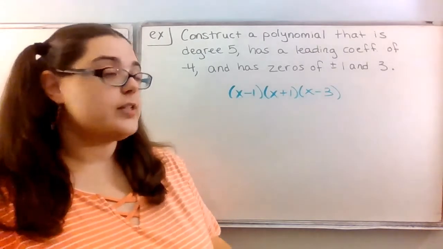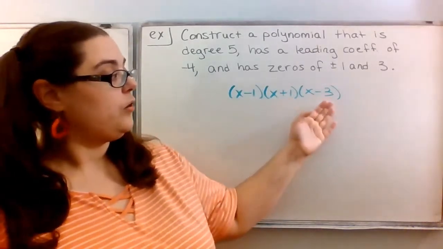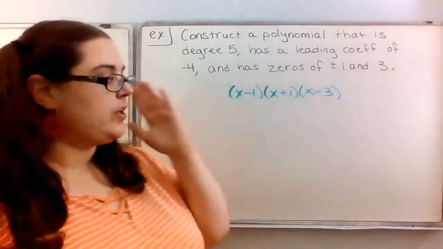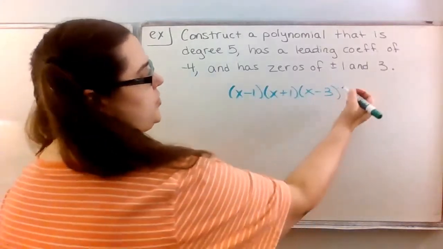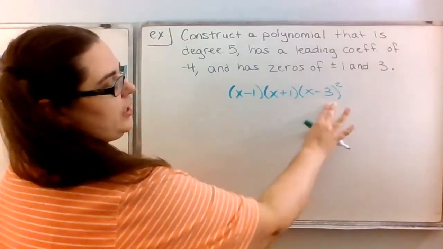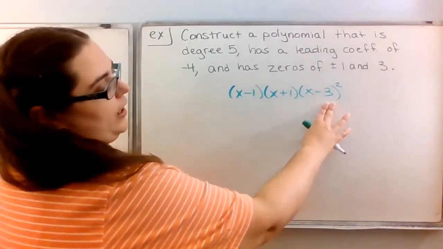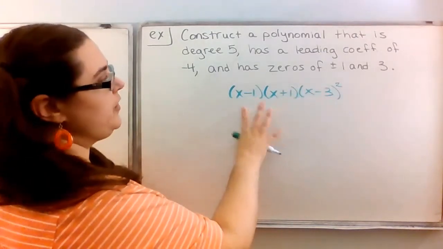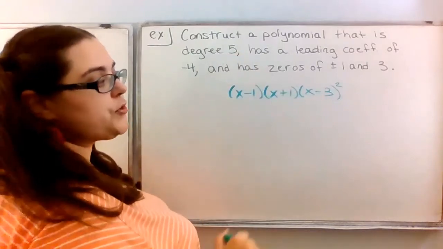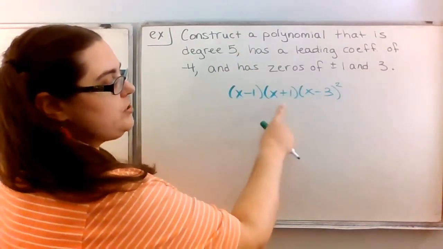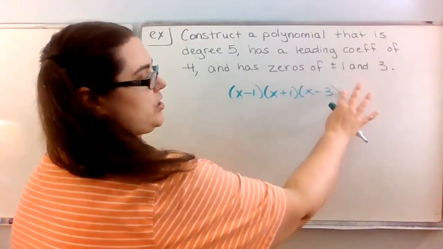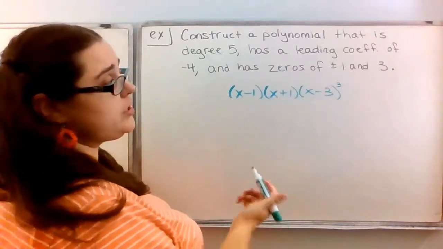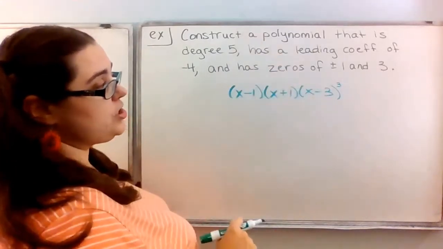But what I can do is square one or more of these, or cube one of these. So for example, if I were to square this last factor, x minus 3, now I'm going to be degree 2, 3, 4. So I'm going to have a degree 4, and I want to be degree 5. So I could square one of these 2 factors, or I could change this to be cubed. We have a lot of freedom with this because we weren't really given any other conditions.